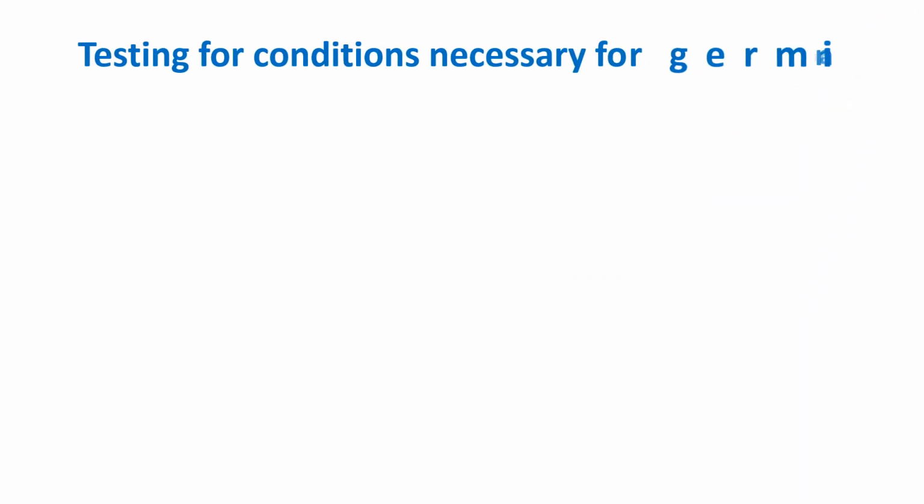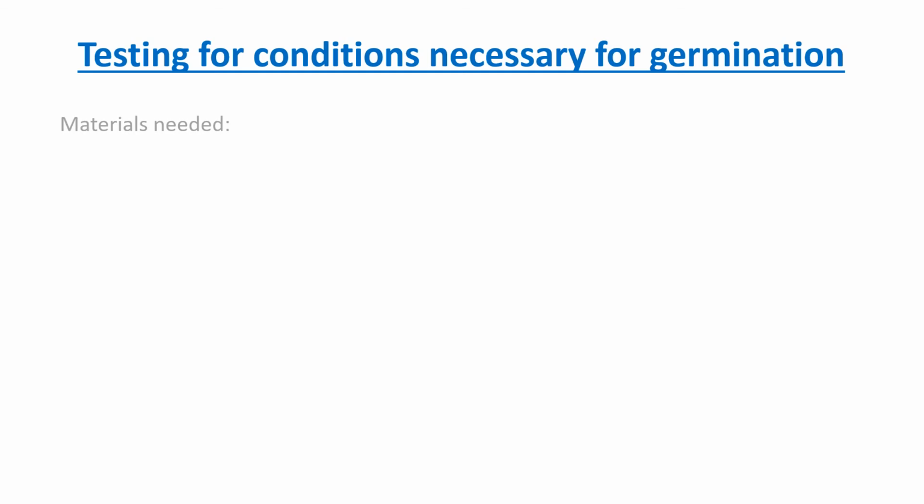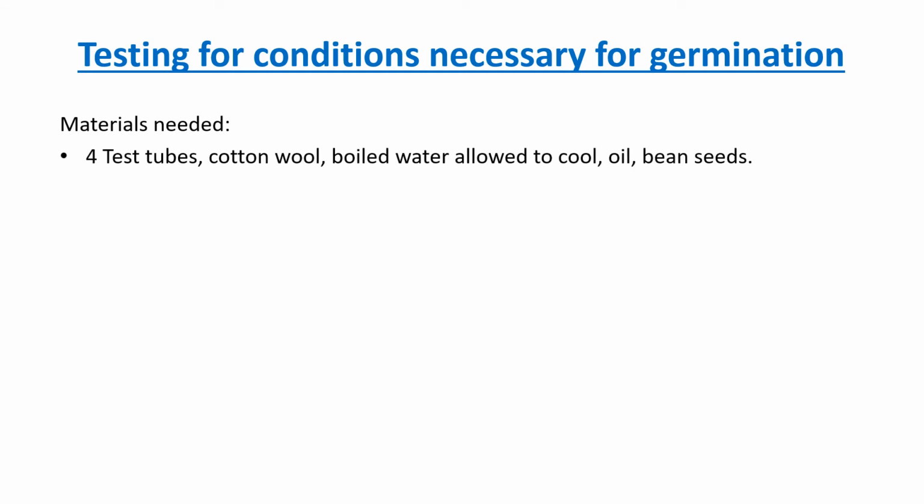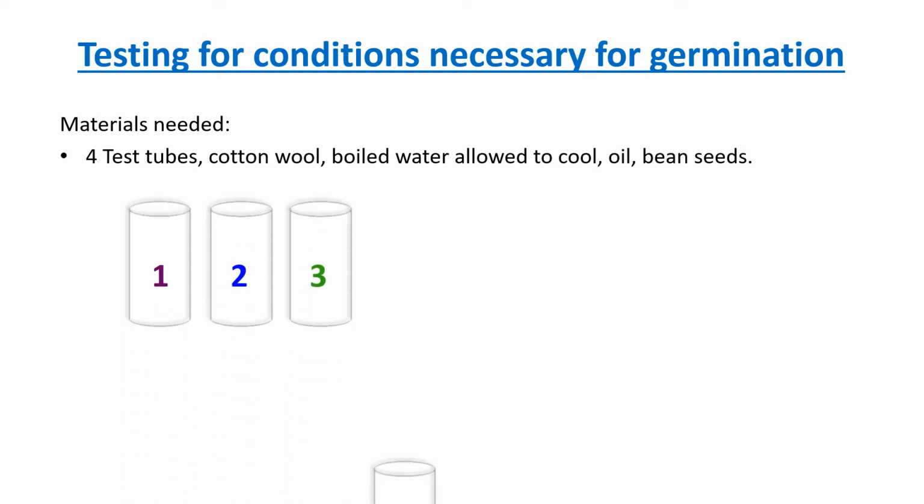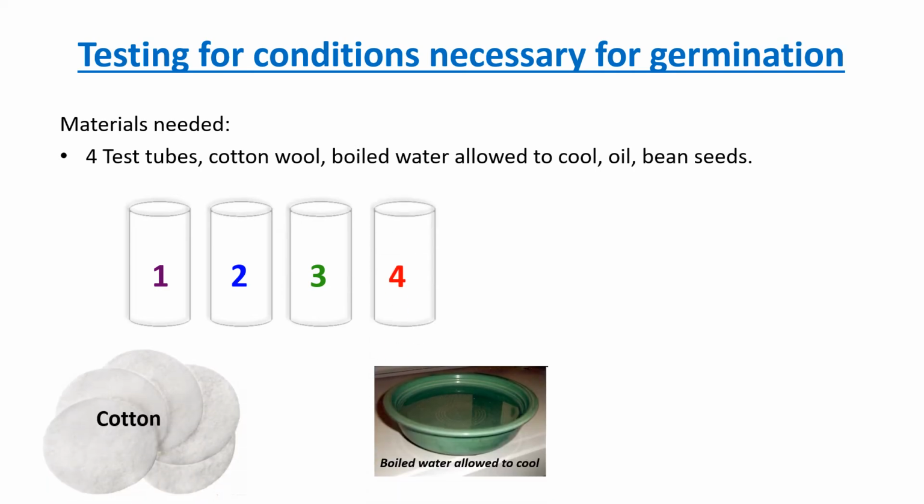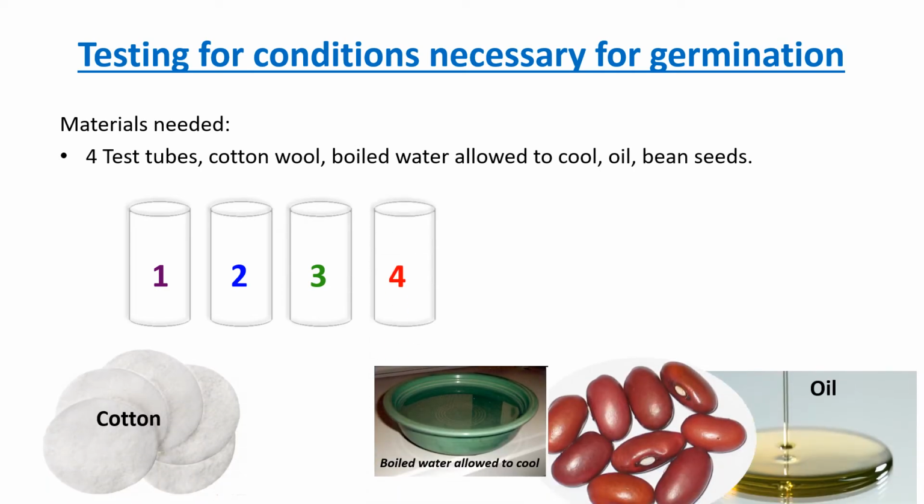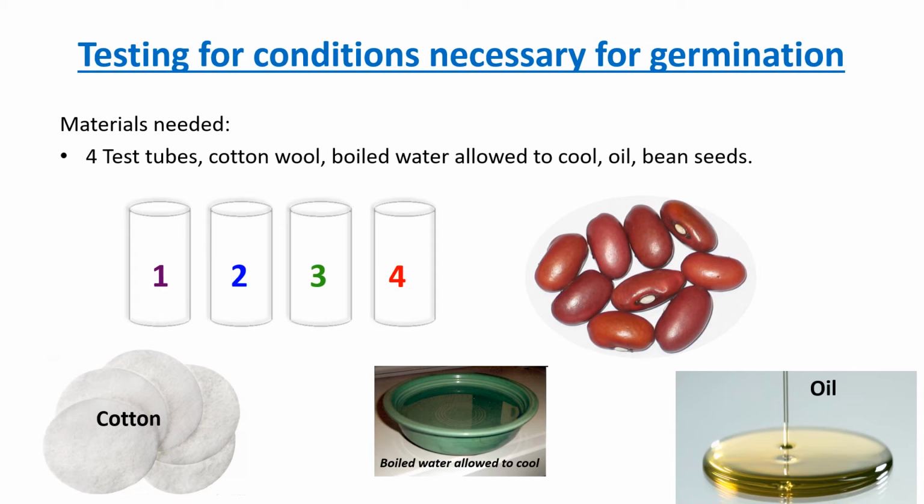Testing for conditions necessary for germination. Activity: experiment to show the necessary conditions for germination. Materials needed: 4 test tubes, cotton wool, boiled water allowed to cool, oil, bean seeds.